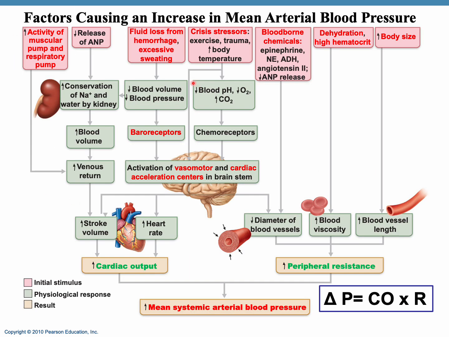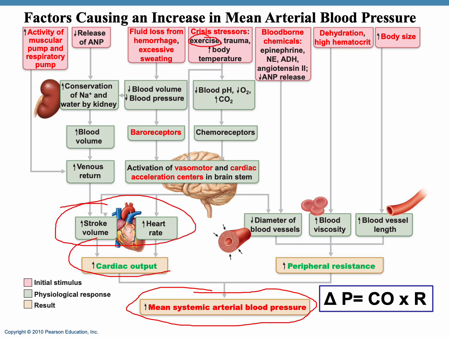This picture here is reviewing factors which cause an increase in mean arterial blood pressure. And again, a lot of these are probably no-brainers, right? So what can increase the mean arterial blood pressure? Ultimately, things such as exercise. We can see here exercise, so different stressors can definitely do that. And with that, of course, stroke volume and heart rate lead to increased cardiac output and increased blood pressure.